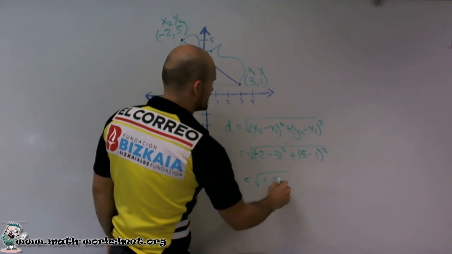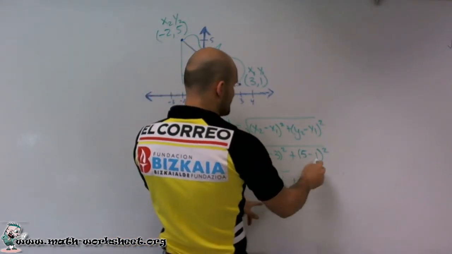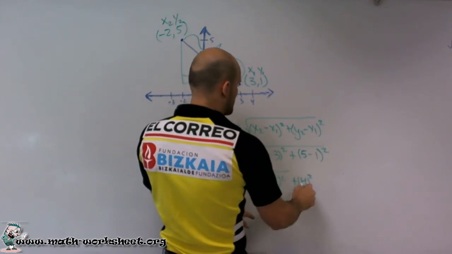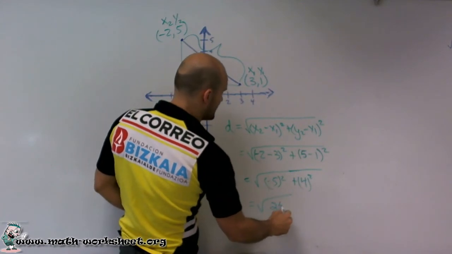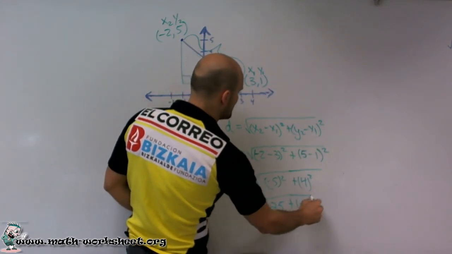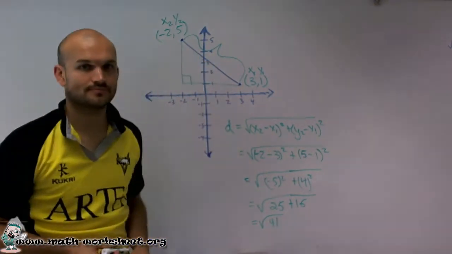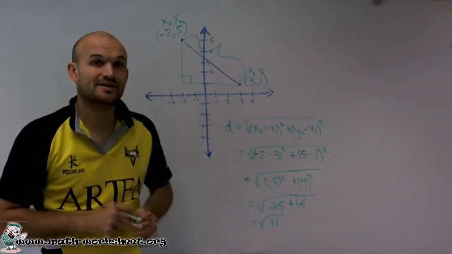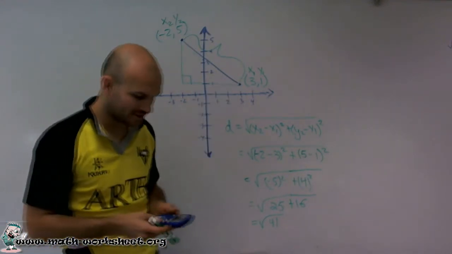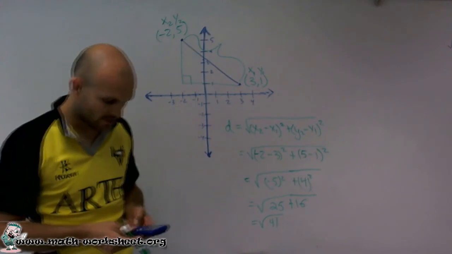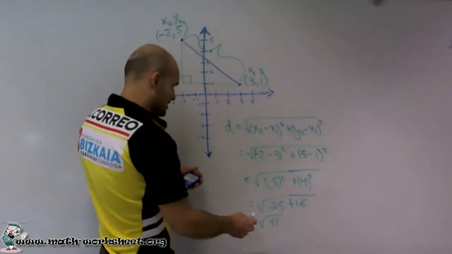And I'm just going to do this a little bit over just to make sure we all have it. (-5) squared plus (5 minus 1), which is 4 squared. So therefore I have the square root of 25 plus 16, which equals the square root of 41. So now I need to determine, what is the square root of 41? Well, I'm just going to use my handy calculator because I know that 41 is not a square number.